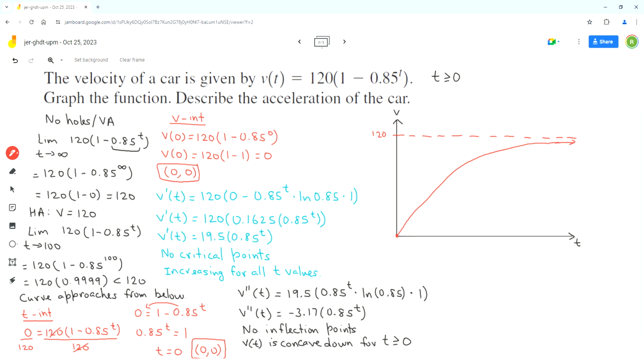Now we can answer the second part, describe the acceleration. The acceleration of the car is equal to the slope of the vt graph. In this case, we can see the vt graph is increasing. So any tangent that we draw to this vt graph will have a positive slope. That's why the acceleration of the car is positive throughout the curve. So that's our first observation.